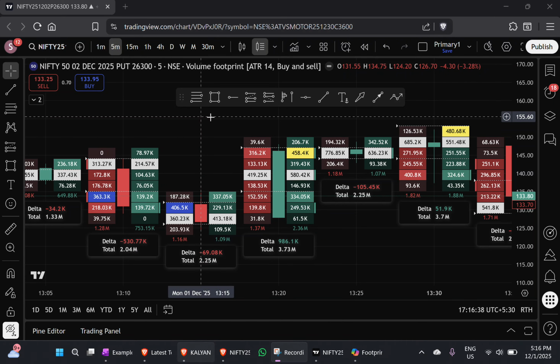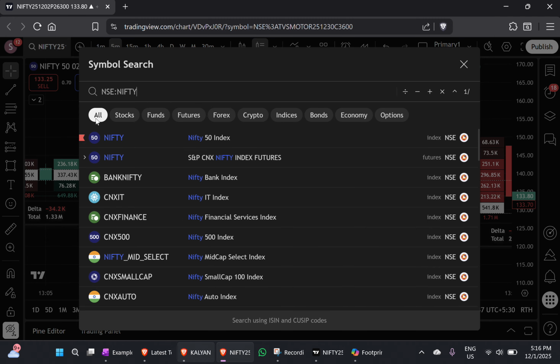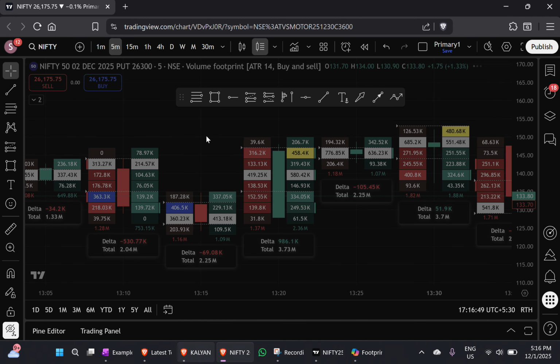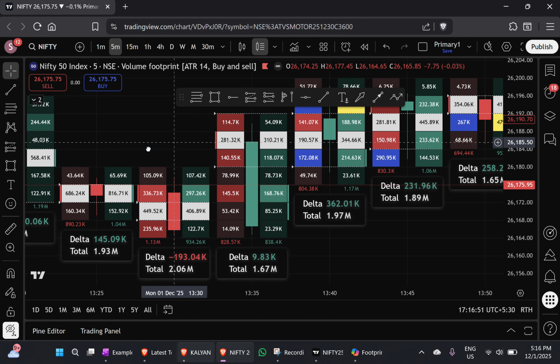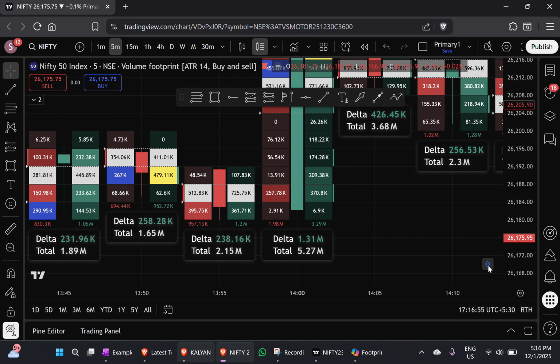Today I would like to teach you how the volume footprint is useful for studying the charts along with the price action. You need to understand the basic things, like the words which I'm using in the charts. So let us try for today's one.